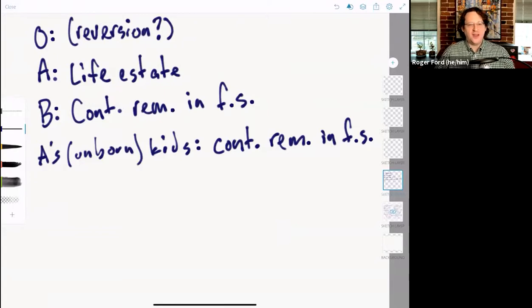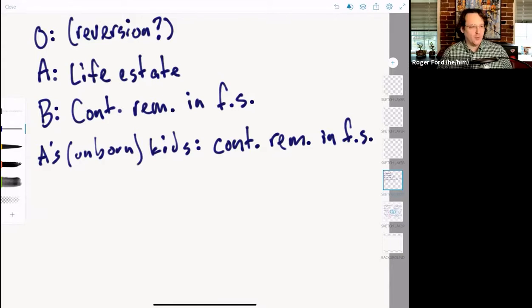So if I said something like to A for life and then to whichever of A's children gets the highest score on the SAT, right? And at least one of them has taken the SAT. So I know that at least one will get it, but it's still contingent. Then O wouldn't necessarily have anything. But you're right that the instinct of if we have no vested interests, then that suggests that there is a possibility that O might get it is a good instinct to have.